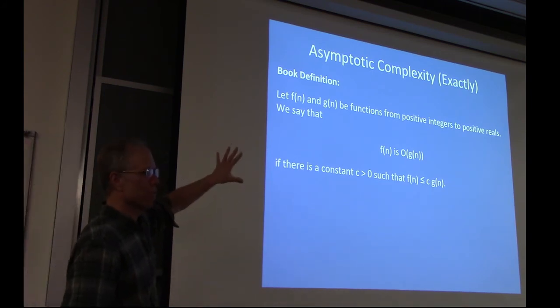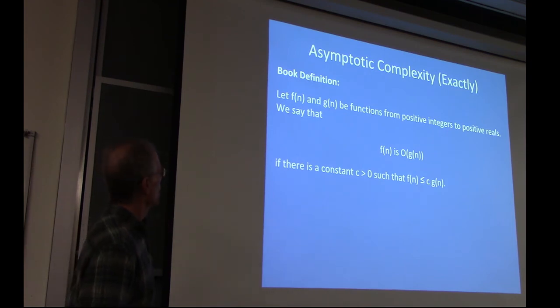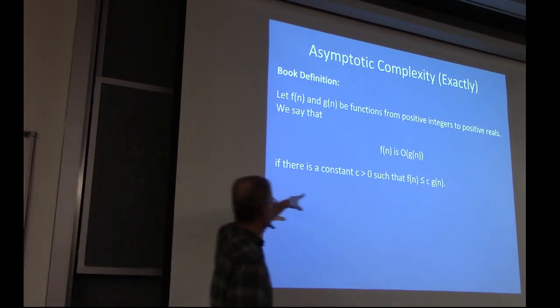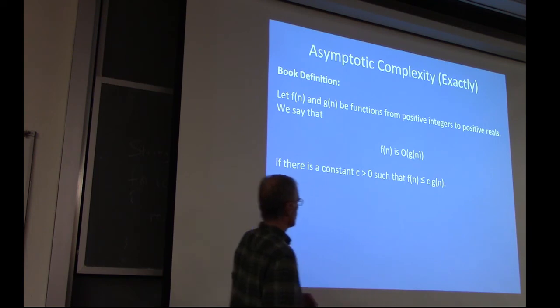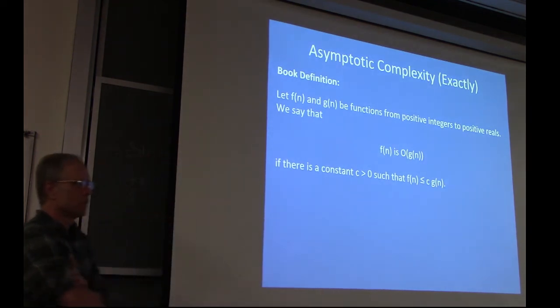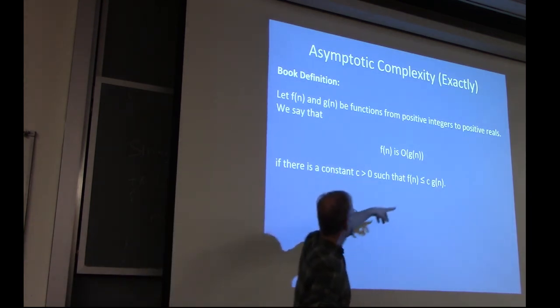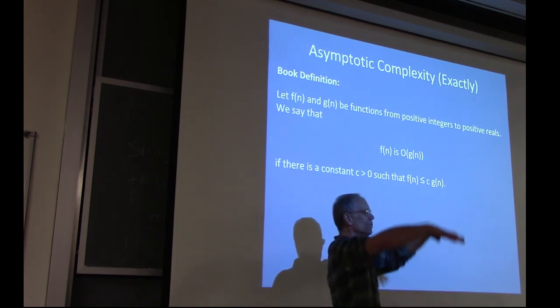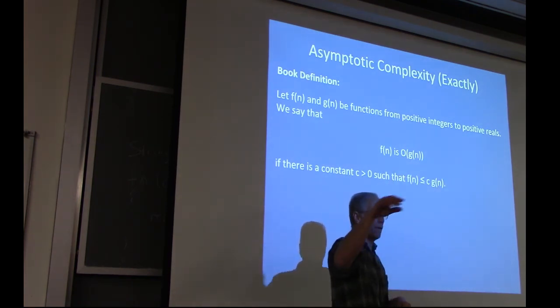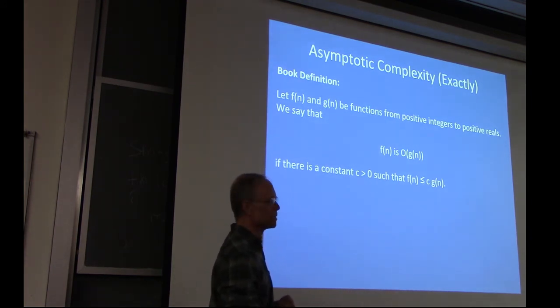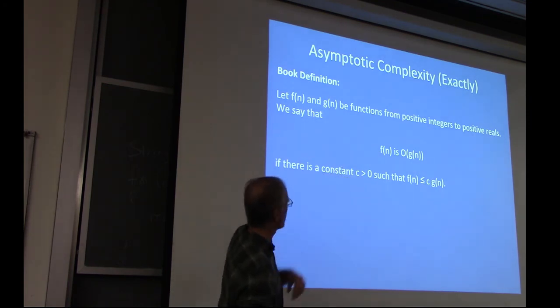So this is the definition from the book. It says, let f of n and g of n be functions from positive integers to positive reals. And we can say that f of n is big O of g of n if there's a constant c greater than 0 such that f of n is less than or equal to that constant times g of n. So in other words, if you've got these two functions, we can say f of n is O of g of n if we've got some way to multiply g of n by a constant that brings the graph of c times g of n above the f graph everywhere on the positive side of the x-axis. Because we're only interested in positive integers to positive reals.